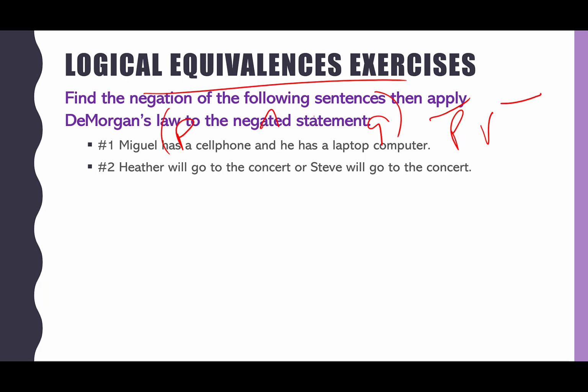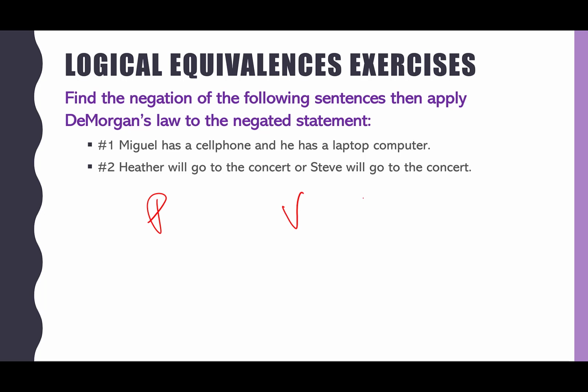All right, let's look at the next one. This one's a little trickier, but it's not too bad. Heather will go to the concert, or Steve will go to the concert. So, easy enough to say Heather will go, or Steve will go. That's easy enough. We can also easily negate that. But how do you say the negation now?